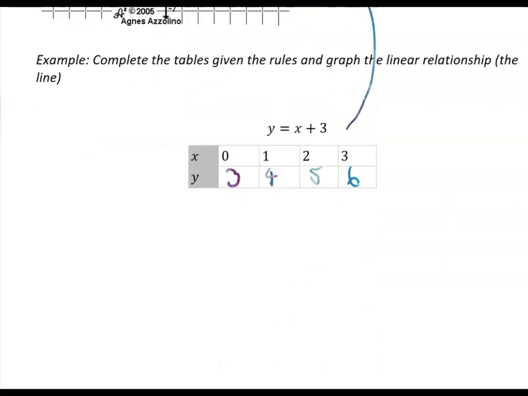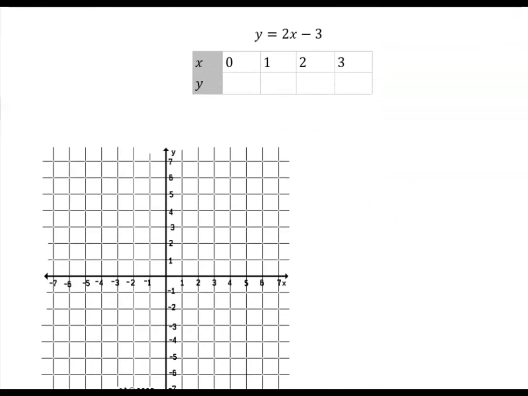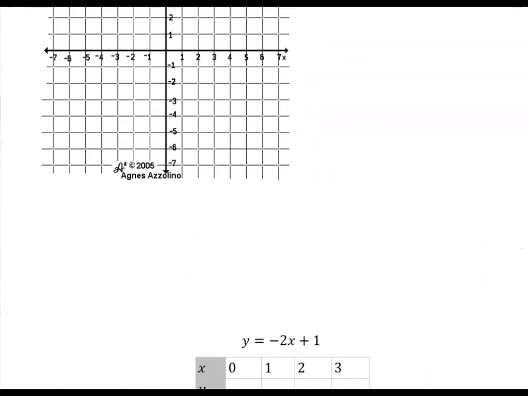Okay, let's move along and do the next question. Now here's my rule. My rule this time is we're going to take the number x, whatever x is, times it by 2, and then take away 3. Okay, so my rule, times by 2 and then take away 3. Okay, so we're going to start off with 0. 0 times 2 is 0. Take away 3 is minus 3.